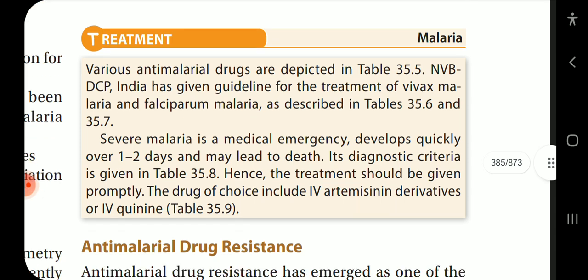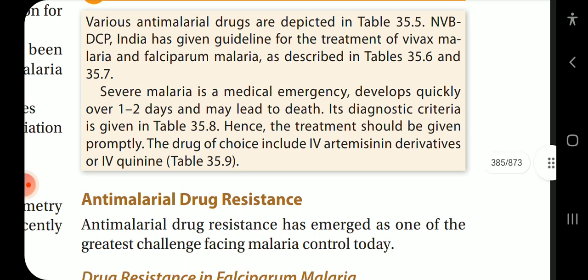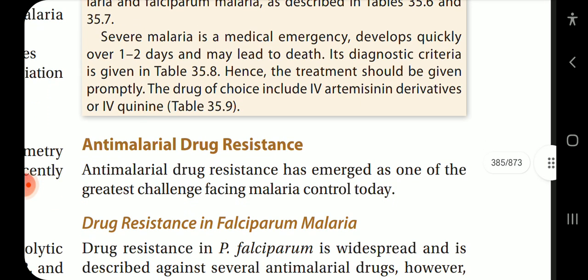The treatment. Various anti-malarial drugs are depicted in the table, and NVBDCP India has given guidelines for treatment of vivax malaria and falciparum malaria, described in the tables. Severe malaria is a medical emergency, develops quickly over 1 to 2 days and may lead to death. Its diagnostic criteria are given in the table. Hence, the treatment should be given promptly. The drugs of choice include IV artemisinin derivatives or IV quinine.